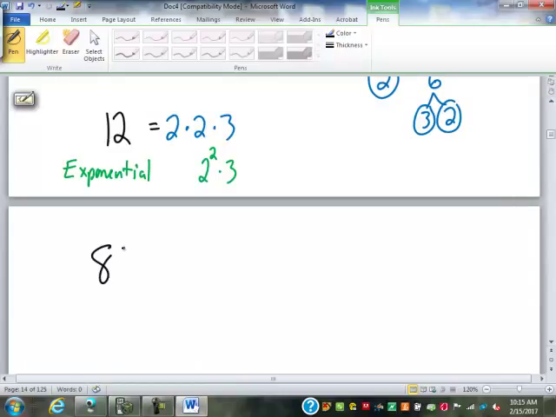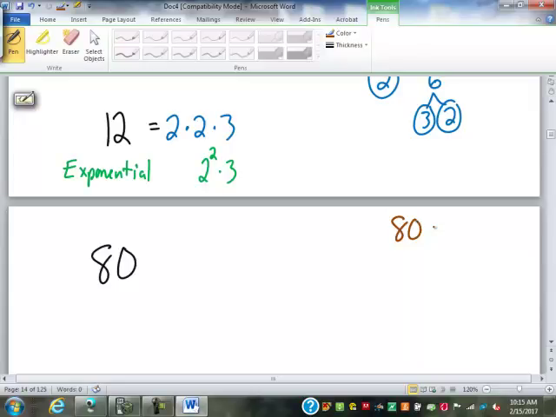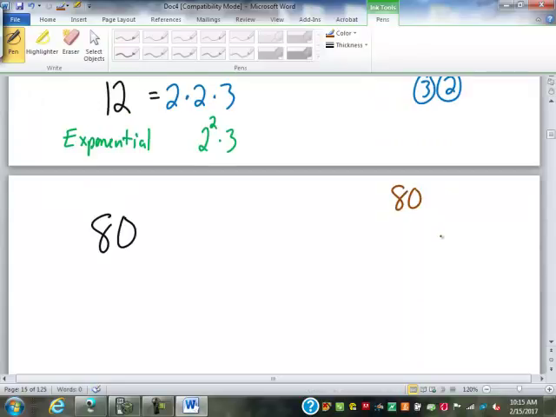Right? So if I ask you to prime factor 80, we do the same thing. What is one number that divides into 80? Well, it ends in 0, so we know it's divisible by 10. If we take 80 divided by 10, what's left? 8. Is 10 prime? No, it can be split up into smaller numbers. What's a number that goes into 10? 5. 10 divided by 5 leaves us with 2.